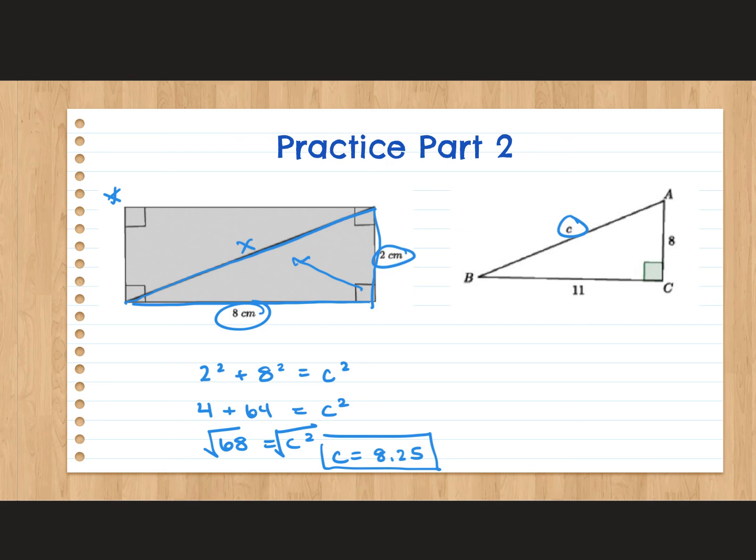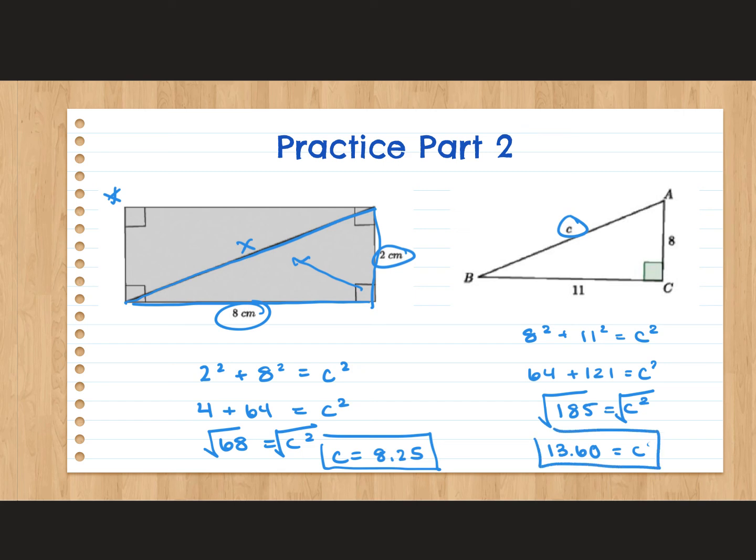And for the last example, we're looking for that hypotenuse. So we have 8 squared plus 11 squared is equal to C squared. 64 plus 121 is equal to C squared. We get 185 is equal to C squared. Taking the square root of C squared, we get 13.60 is equal to C, not C squared, just equal to C.